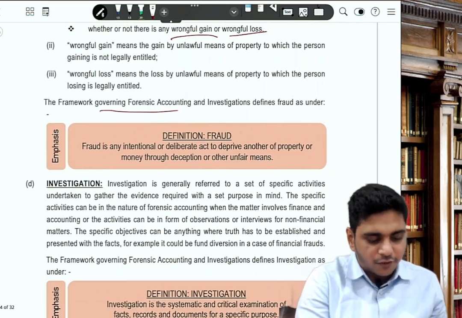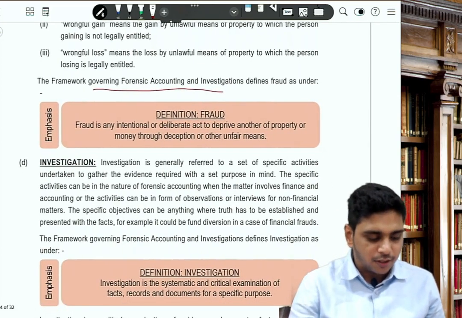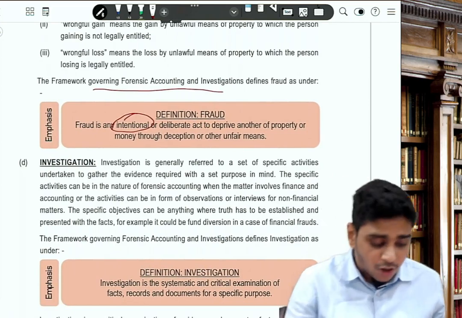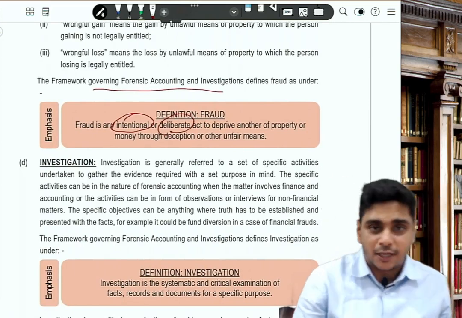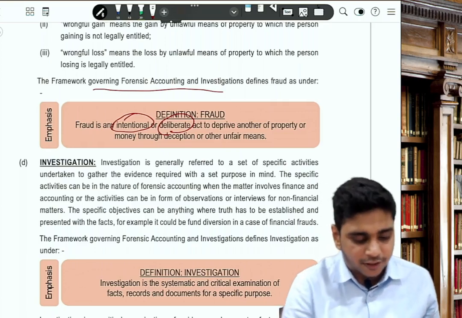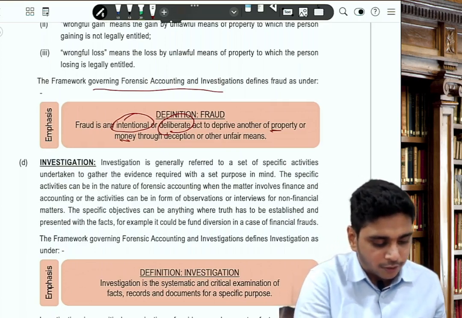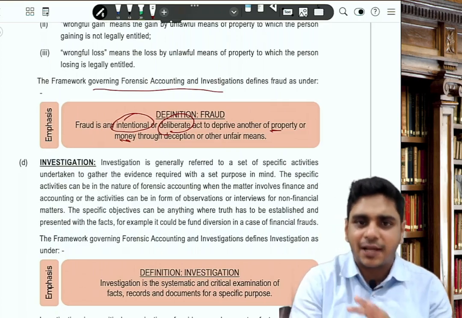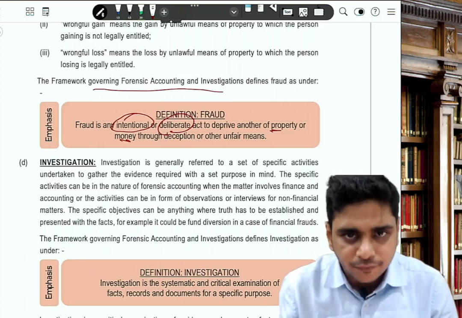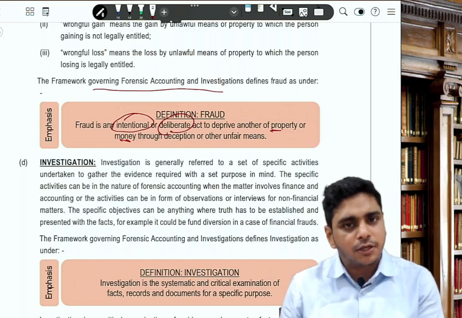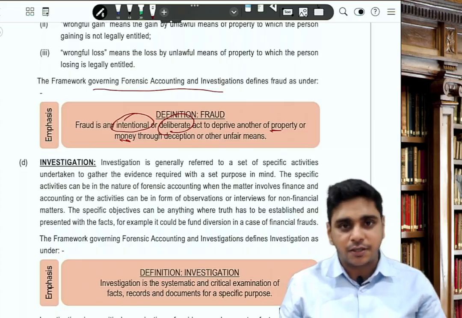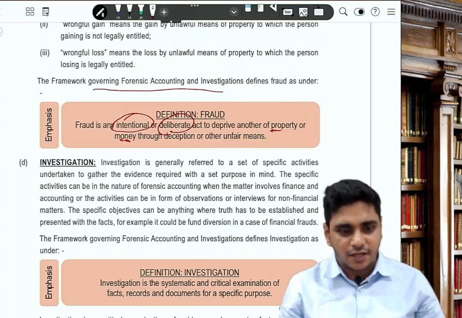Now the framework for forensic accounting defines fraud as what? It is an intentional, deliberate act. That means a purposeful act to deprive another of either property or money through cheating or other unfair means. Deception basically means showing something else. So either through deception or other unfair means. So this is a definition of fraud, as per a different framework. So this is the forensic framework.